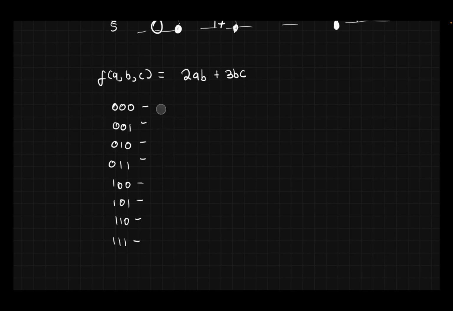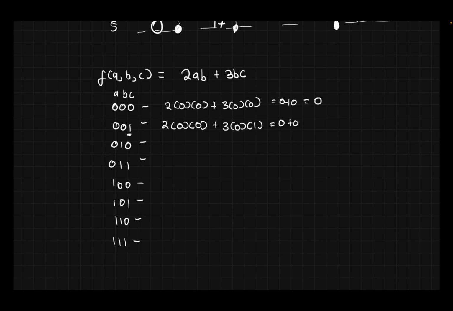Okay, let's do it slowly. So this is A, B, C. So this is 2 into 0, 0, plus 3 into 0, 0. Does it make sense? So that's 0 plus 0, which equals 0. Then this one is 2 into 0, A is 0, B is also 0, and C is 1. So that's still 0 plus 0. Then B is 1 now, so everything is still 0. Now this one is B and C 1.